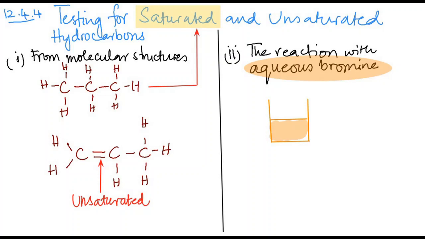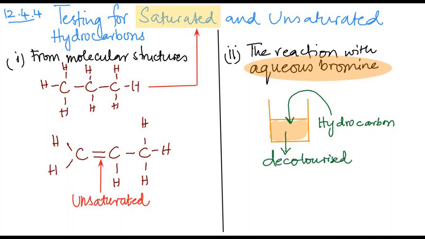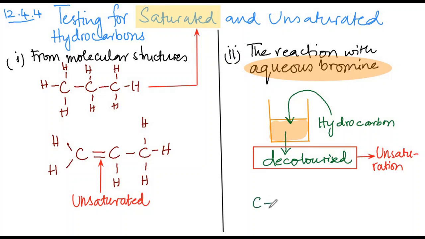Saturated compounds do not react with bromine. So we are adding a hydrocarbon. If the bromine is decolorized, this is indicating the presence of a double bond in the hydrocarbon, and this is a test for unsaturation. This is due to the fact that if there is a double bond, one of the 2 bonds break and they create an opening for the bromine atom to attach to each carbon.